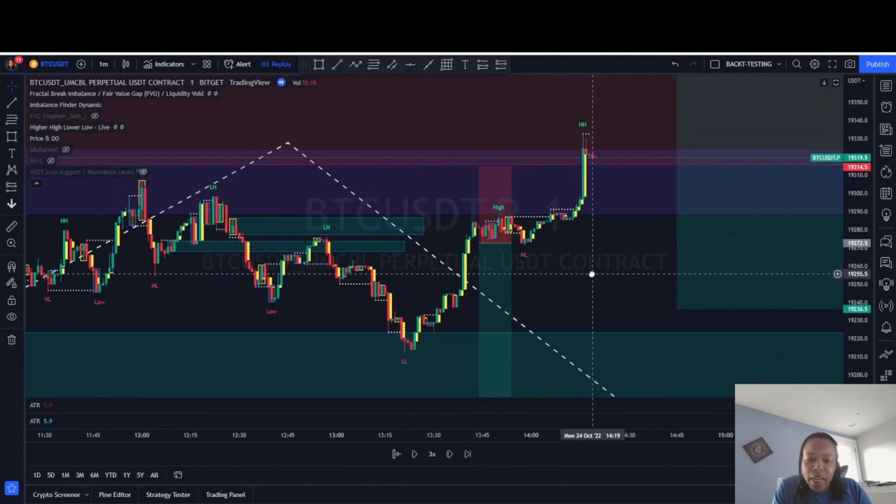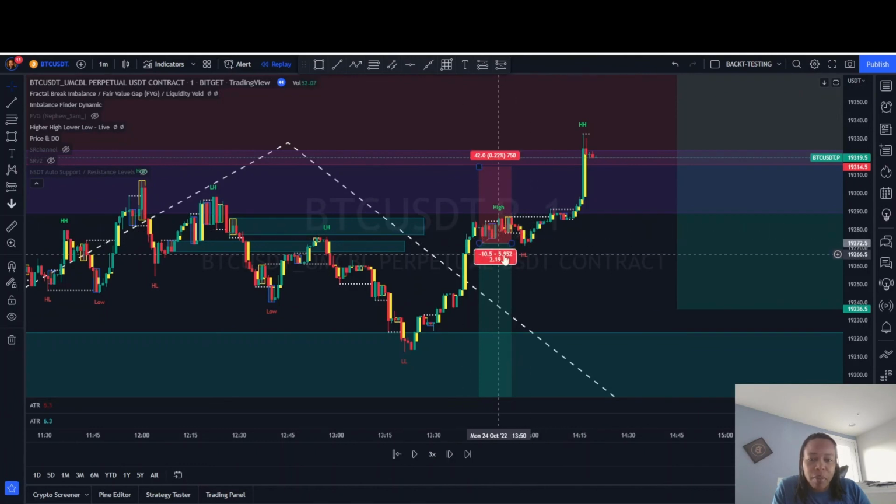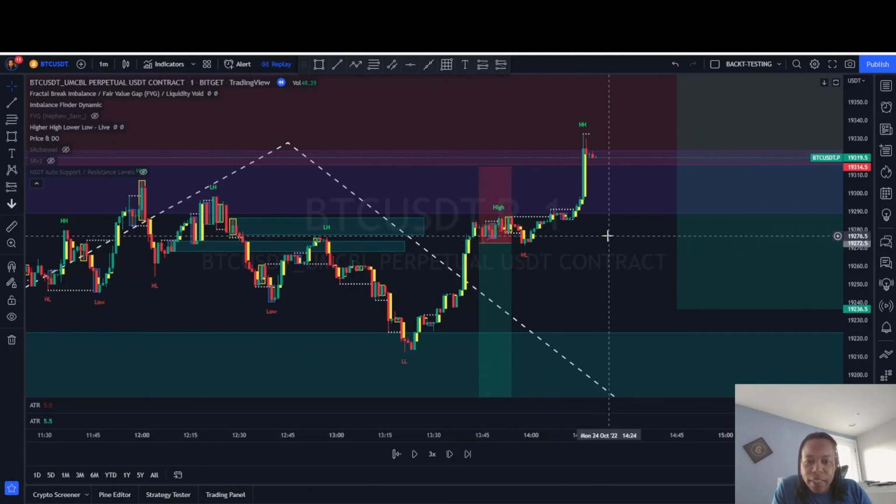So what did I do wrong? I didn't wait for a proper confirmation. I just saw this candle and assumed. That's bad. What I needed to have seen is another break for a potential entry. All right, so we're almost at 20 minutes. I'm going to stop this one for now.